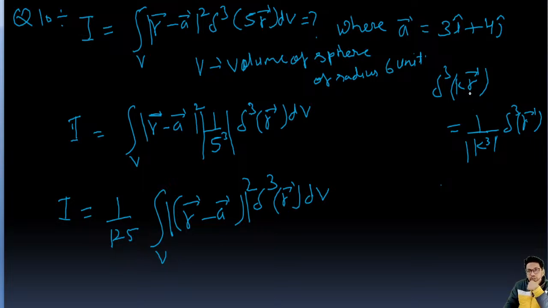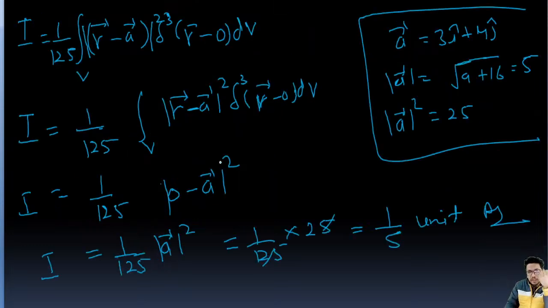The value of δ³(kr) is going to be, k is a constant, we take it outside because it's δ³, so it is going to be 1 over mod k cubed times δ³(r). Okay, this is the first property, and at last we use this property. This is going to be f(a), and a is 0, right? So in place of r it is 0. So this is the answer. I hope you understood it, guys. So these are the questions.